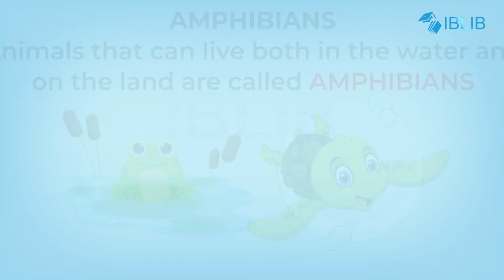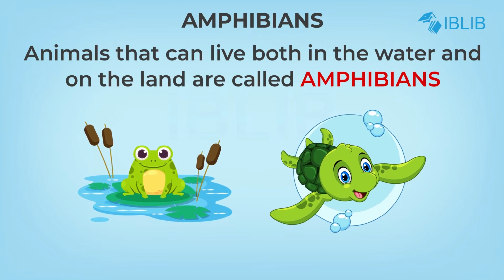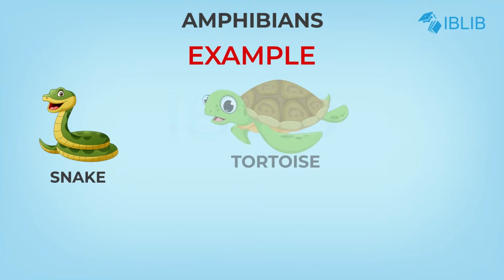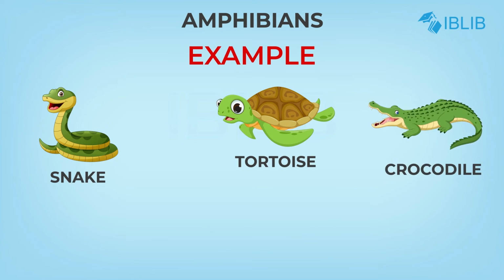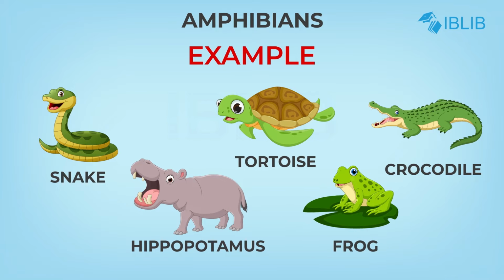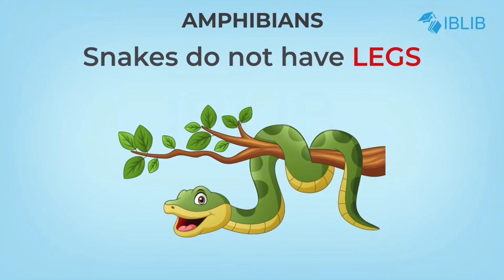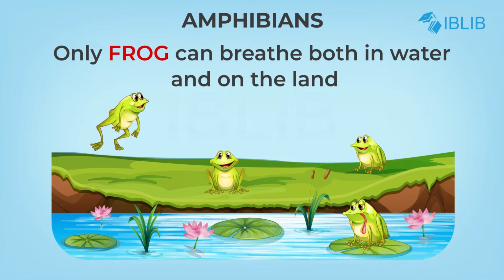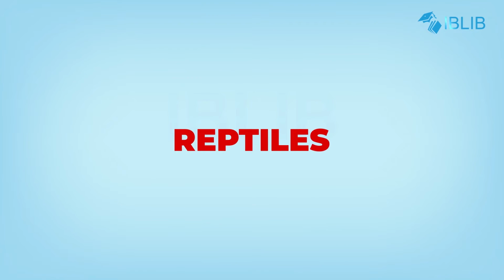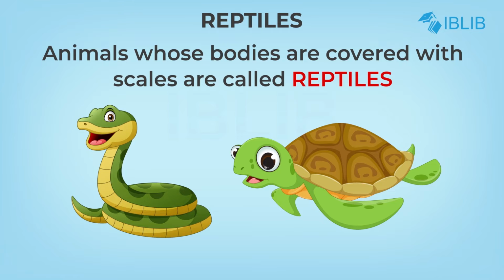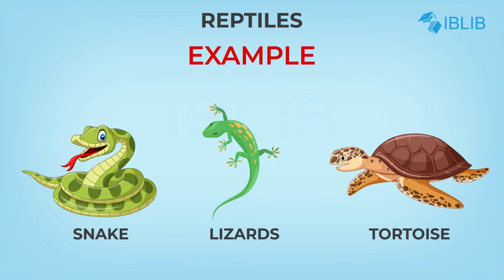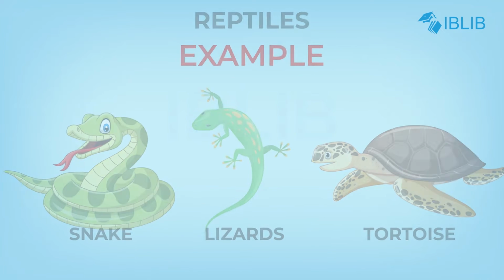Amphibians. Animals that can live both in water and on the land are called amphibians. Snake, tortoise, crocodile, hippopotamus, frog are amphibians. Snakes do not have legs. Only frog can breathe both in water and on the land. Reptiles. Animals whose bodies are covered with scale are called reptiles. Snakes, lizards, tortoise are some reptiles.